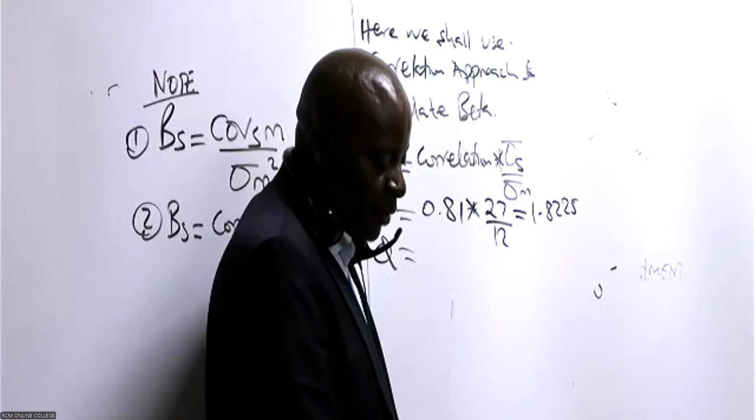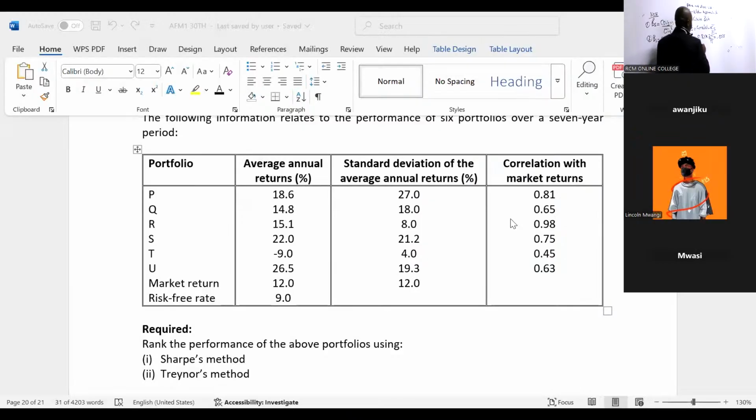So without my intervention, I can see the correlation of Q, which is 0.65, right? Times, in this case, the standard deviation of Q, which I can see is given as 18, divided by the standard deviation of M. The standard deviation of M, ladies and gentlemen, is known and will remain constant throughout, which is 12. So what figure are we able to see there, my good students?